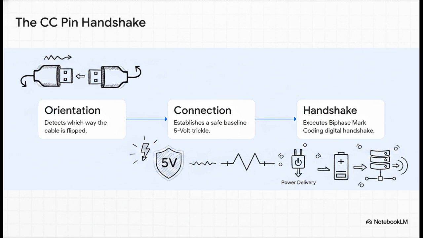It all happens on something called the configuration channel, or CC pin. This single pin acts like a super tense diplomatic negotiation between a boss and an employee. First, it detects which way you flip the cable. Second, it establishes a super safe baseline 5-volt trickle charge. And finally, it executes a biphase mark coding digital handshake. This handshake is absolutely crucial. It dictates exactly who is providing the power, who is receiving the power, and who gets to be the host of the data. And the craziest part? All of this happens in milliseconds before a single byte of your actual data even starts moving.